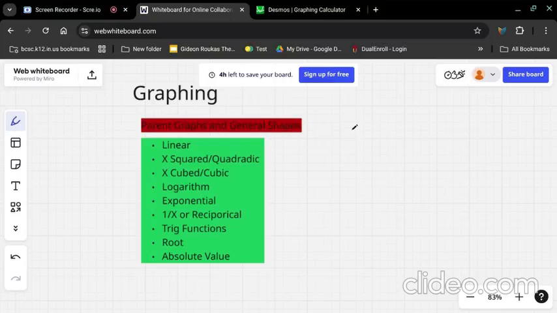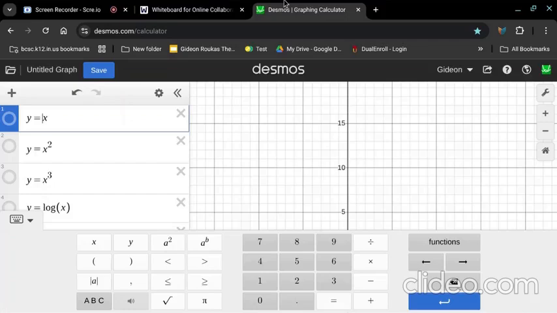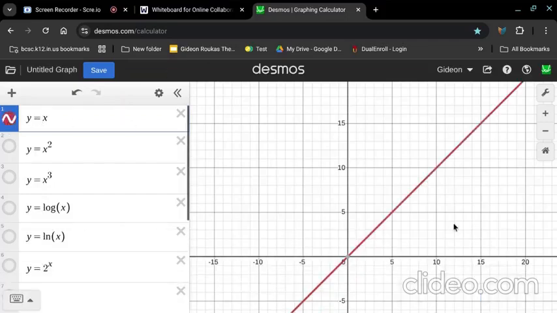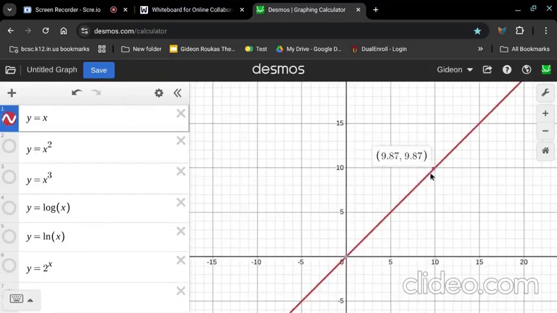Alright, what is up? Today we're going to be going over the parent graphs and their general shapes. So let's get into it. First off, you have your linear function. This can be written as y equals x.